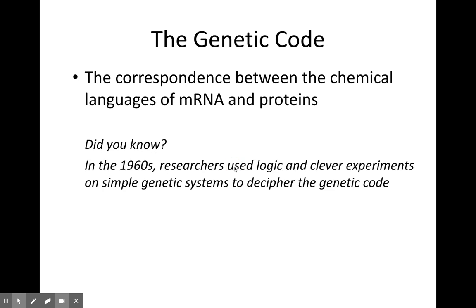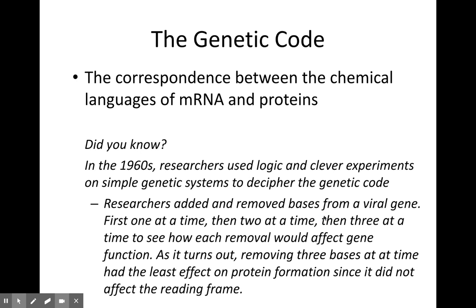The way that this was figured out is actually pretty interesting. When scientists in the 1960s were looking to figure out how DNA is translated, they didn't know that bases of 3 were used to match to corresponding amino acids. So what researchers did was they used logic and little tiny clever experiments on a simple genetic system to decipher a code. They ended up using viruses because their genetics are rather simple.